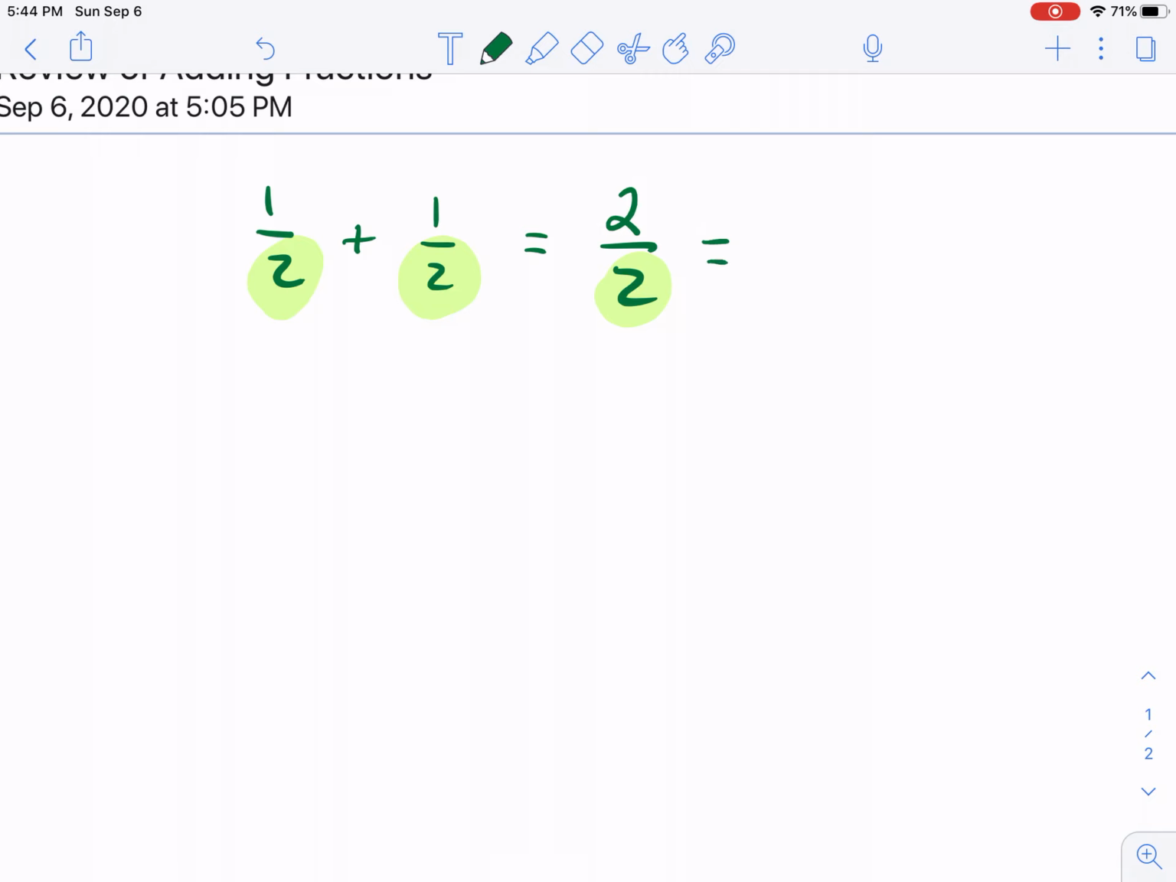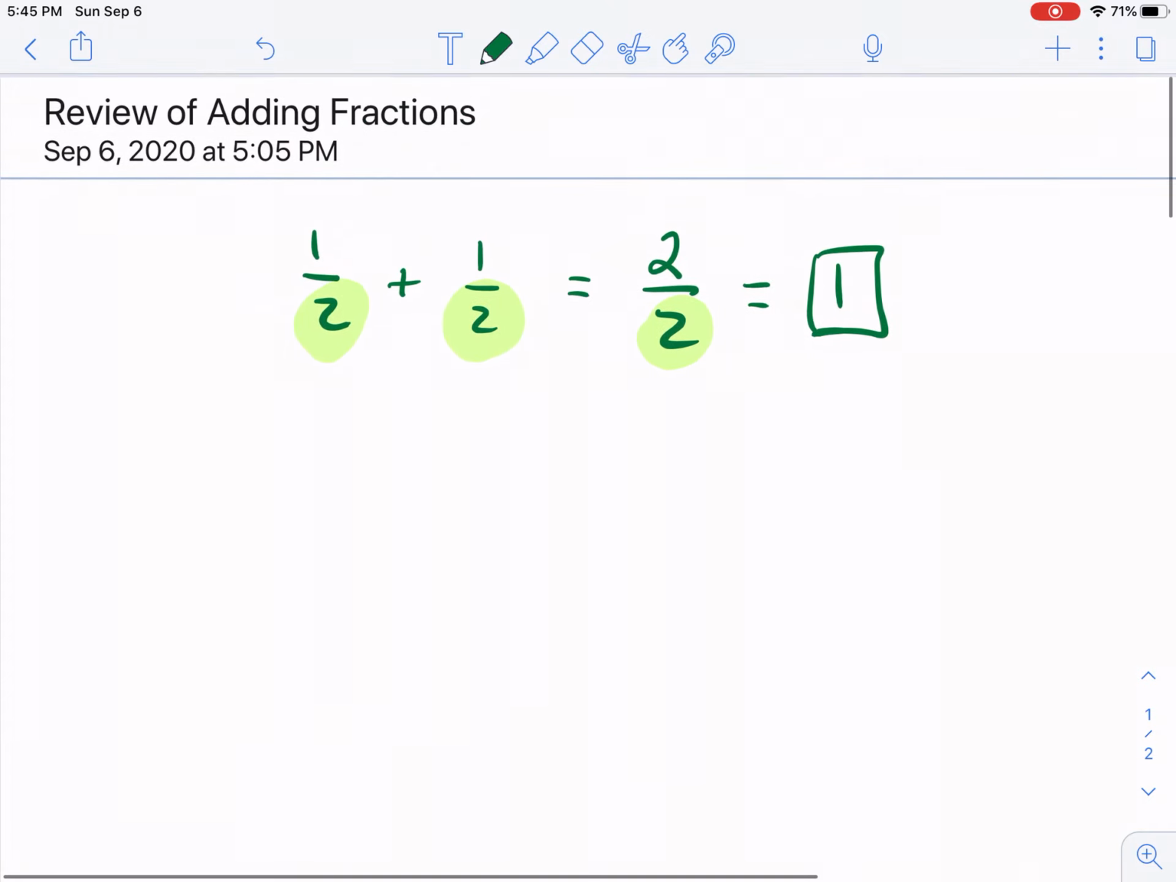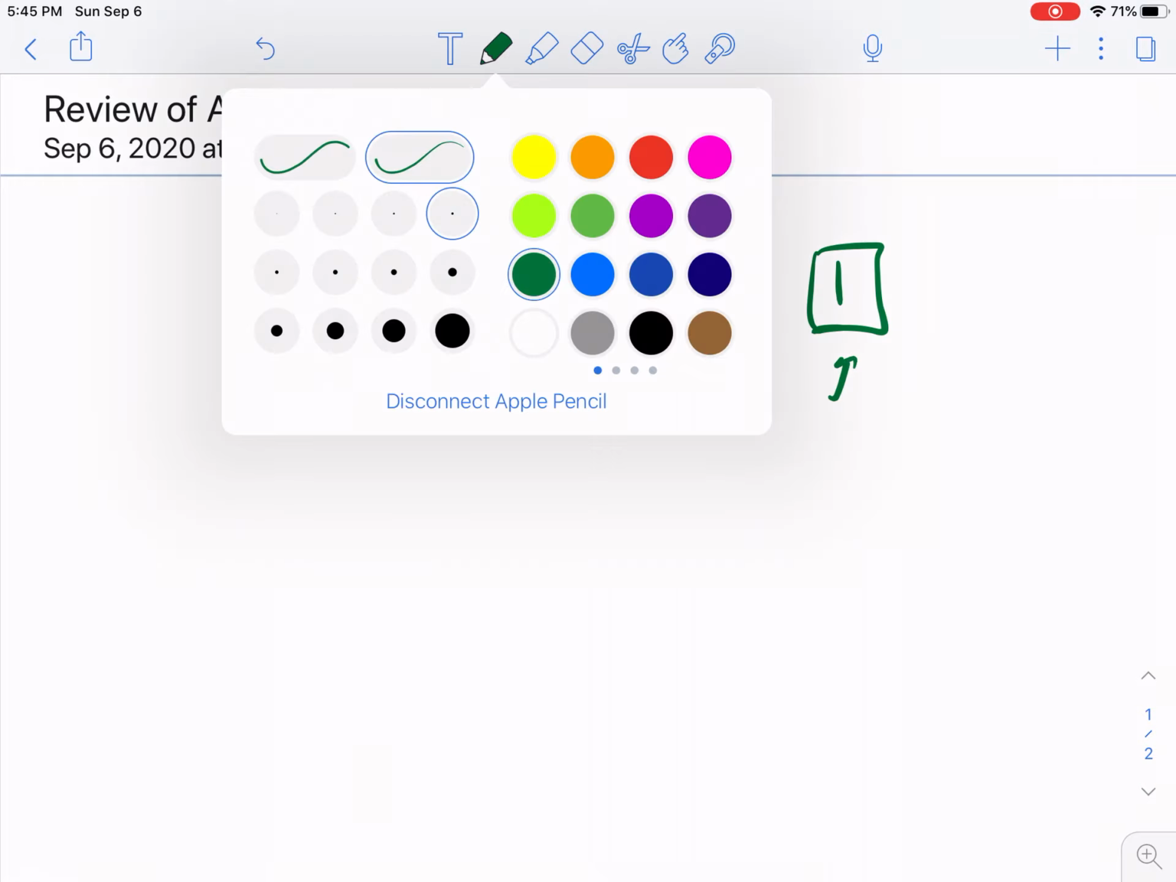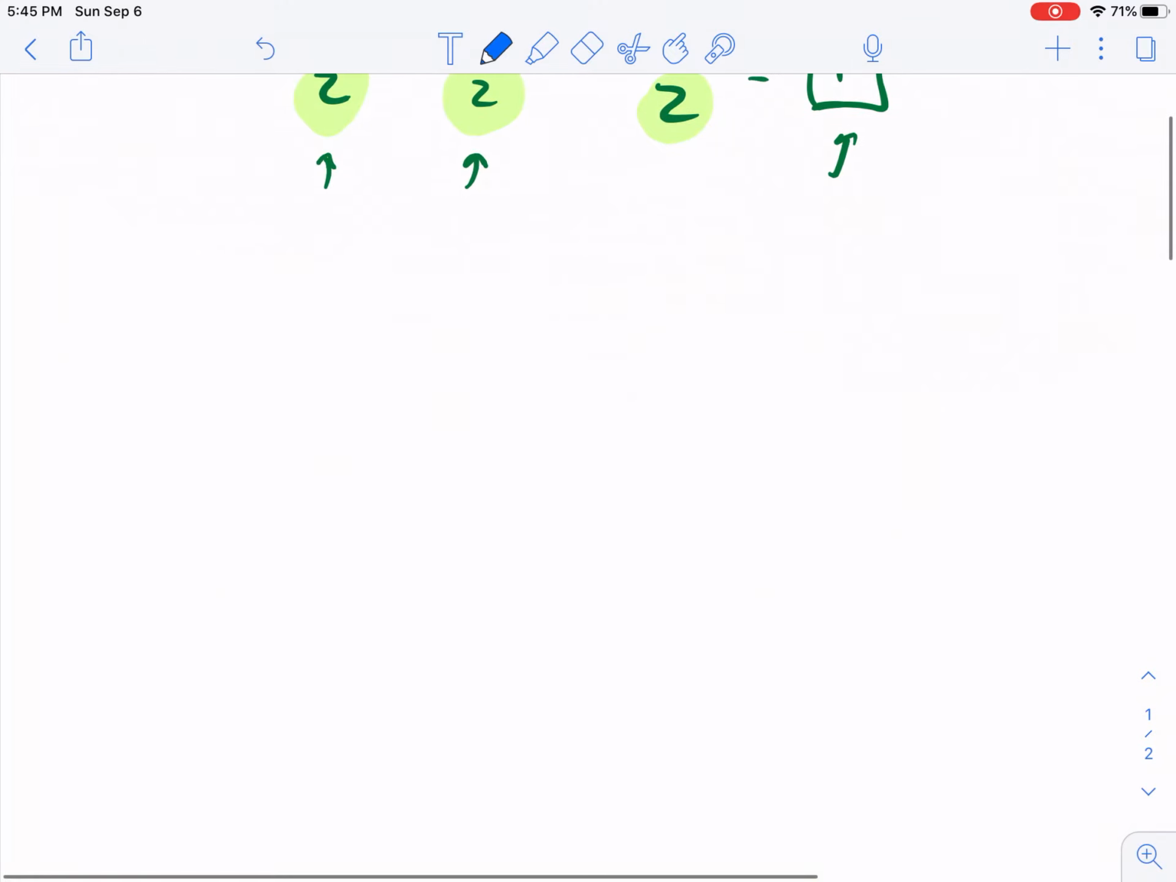Are we done? So close. We need to simplify. And we know that any number divided by itself is the number 1. And that is our answer. And we know that half a cookie plus half a cookie equals 1 full cookie. 1 full cookie. Woo-wee. So, moving on.